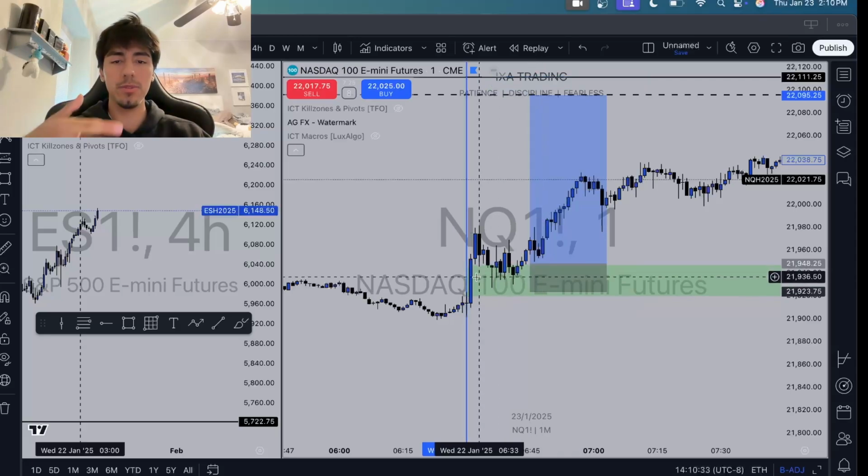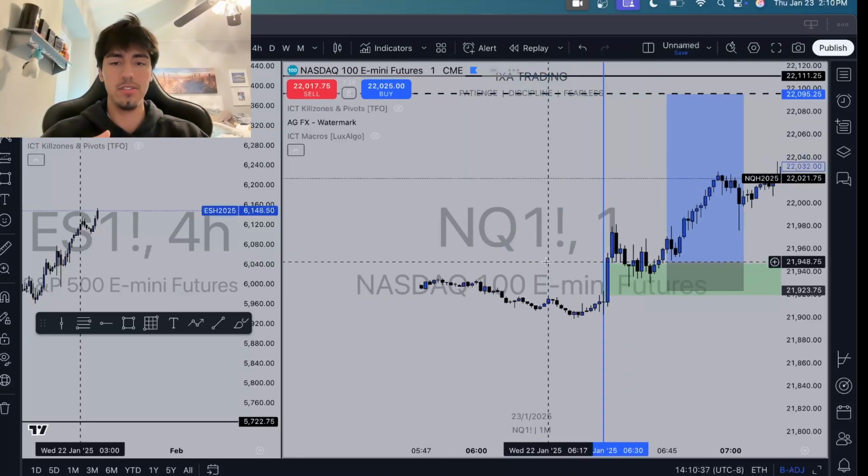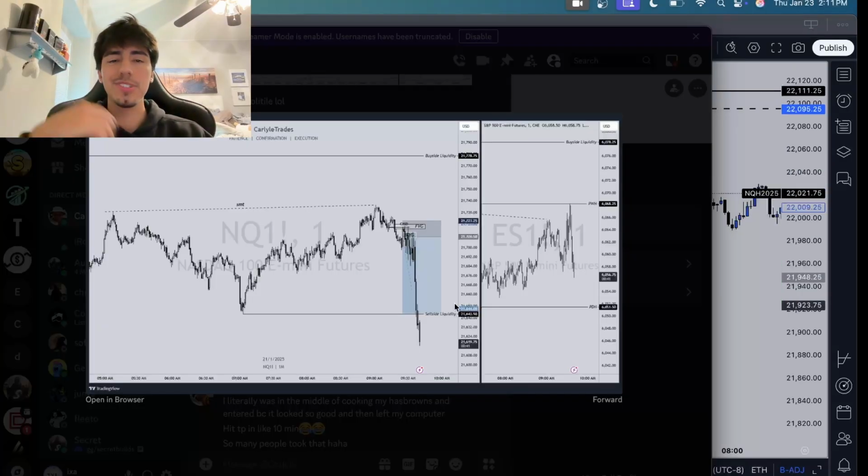So looking at this open, we have this 1 minute gap that we close into and then we close above, forming a CISD with these highs up here. So this is another setup one of my students took, and I actually really like this setup.